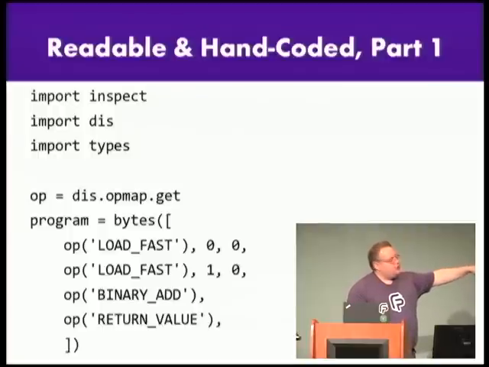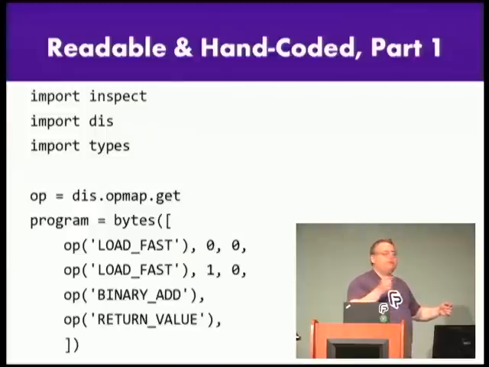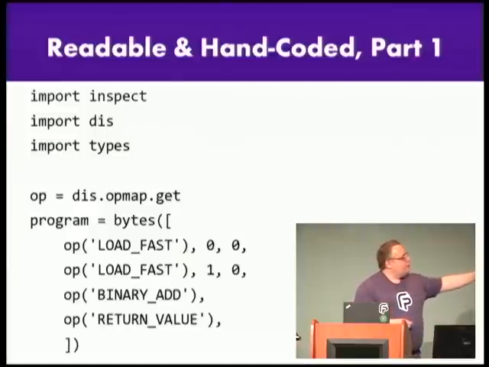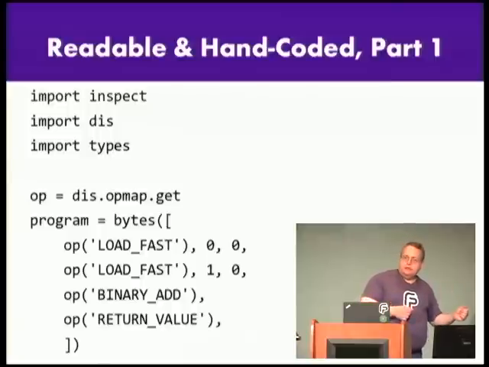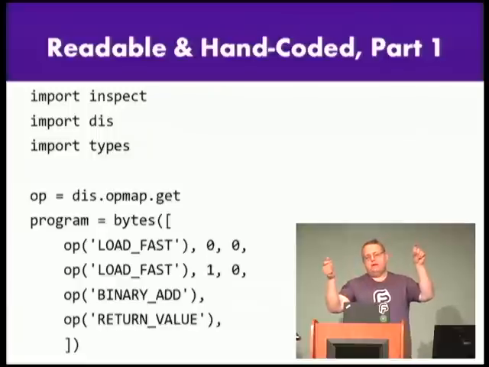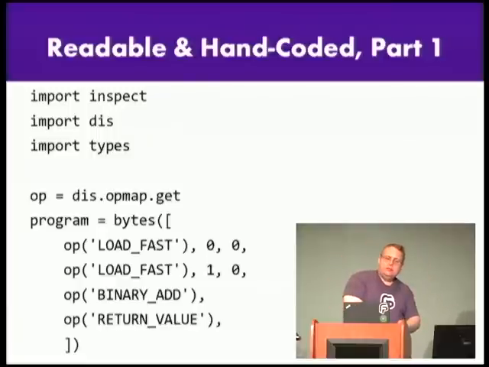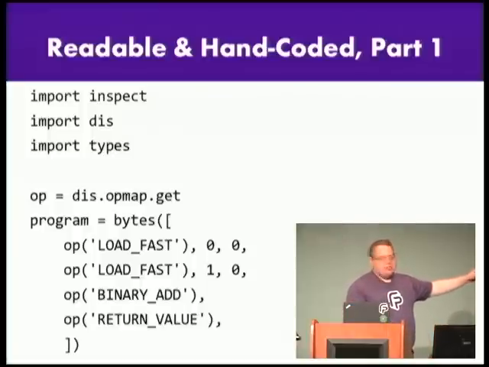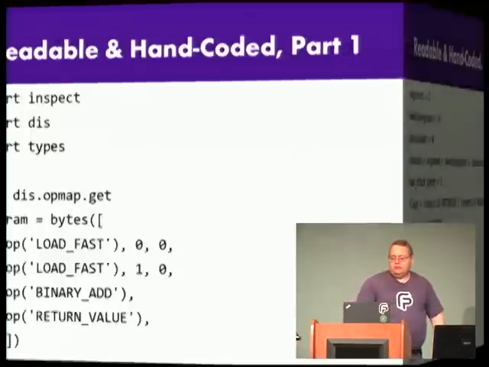We're going to load fast 0, 0. That's going to load fast 0, the first positional argument. Load fast 1, 0 is going to load the second positional argument. So now we have 2 things on the stack, the 2 arguments that were passed in. We call binary add, which pops those 2 things off, computes the addition of them, and pushes the result. And return value pops that value off the stack and returns it from the function. Simple, understandable. It gets a little worse.